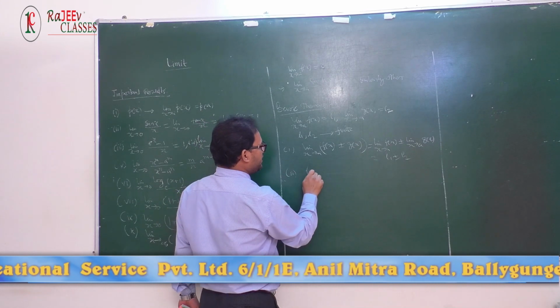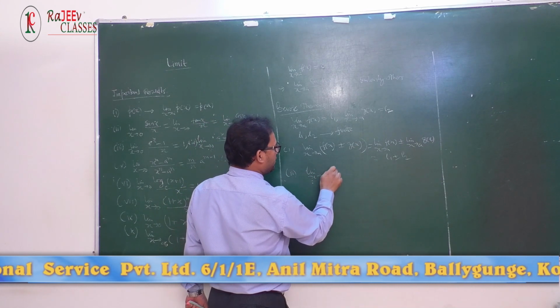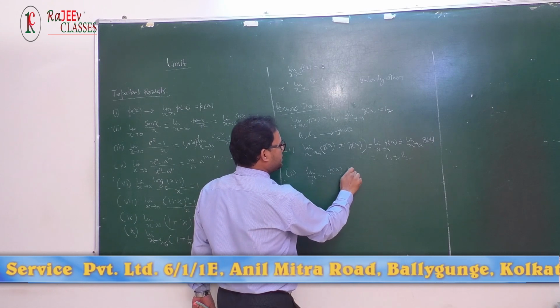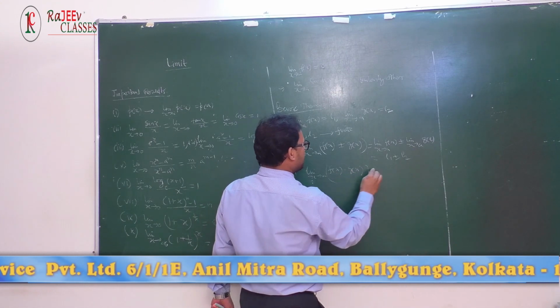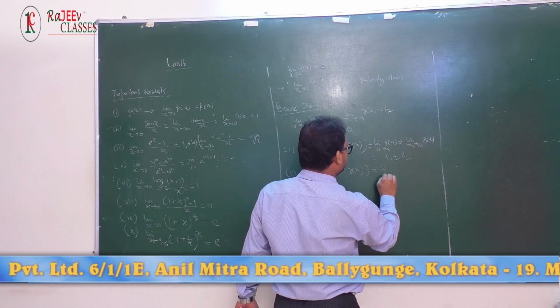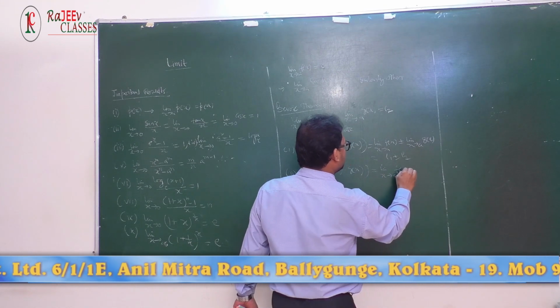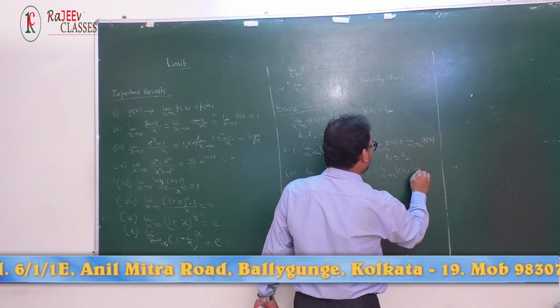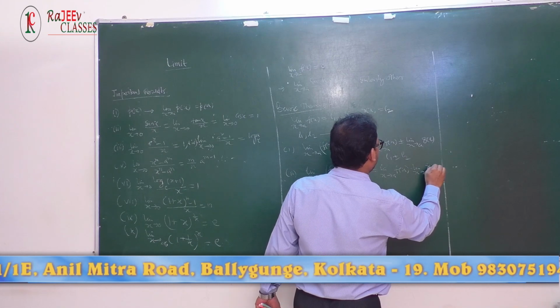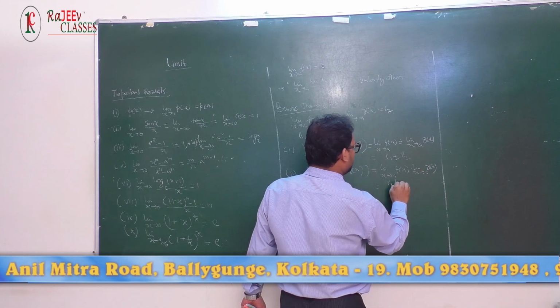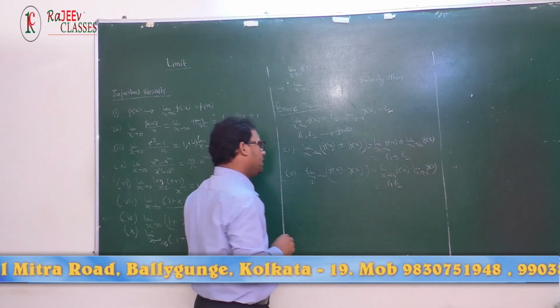Number 2: the limit as x tends to a of f(x) multiplied with g(x) is the same as the limit as x tends to a of f(x) into the limit as x tends to a of g(x). That is equal to l1 into l2.